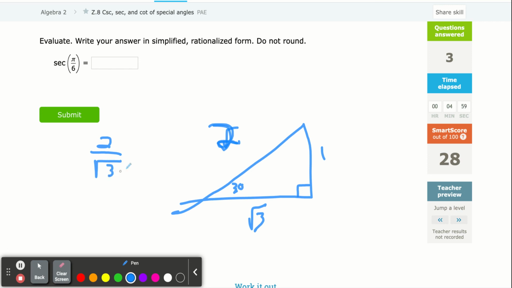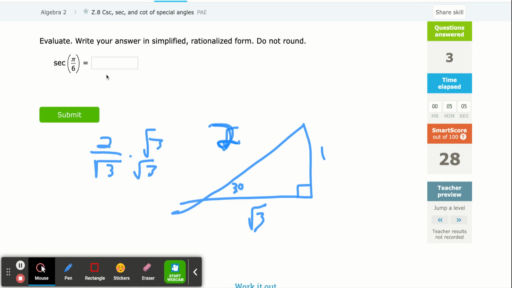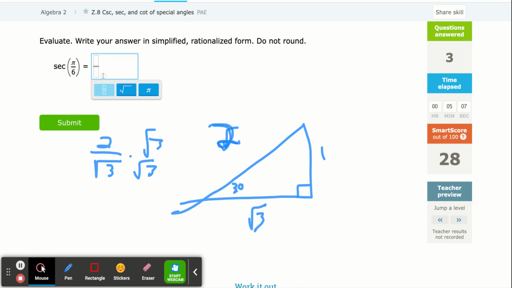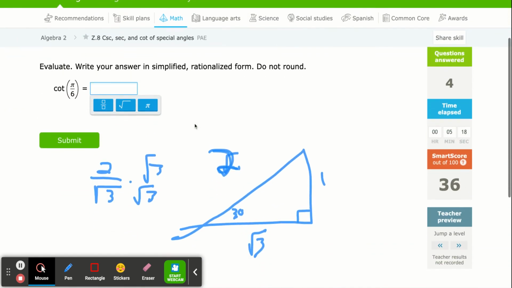which again, now I need to rationalize the denominator, so I multiply by square root of 3 over square root of 3. That gives me a fraction of 2 square roots of 3 on top, 2 times the square root of 3, and the square root of 3 times the square root of 3 is a 3 on bottom. That is the secant of pi 6, or 30 degrees.